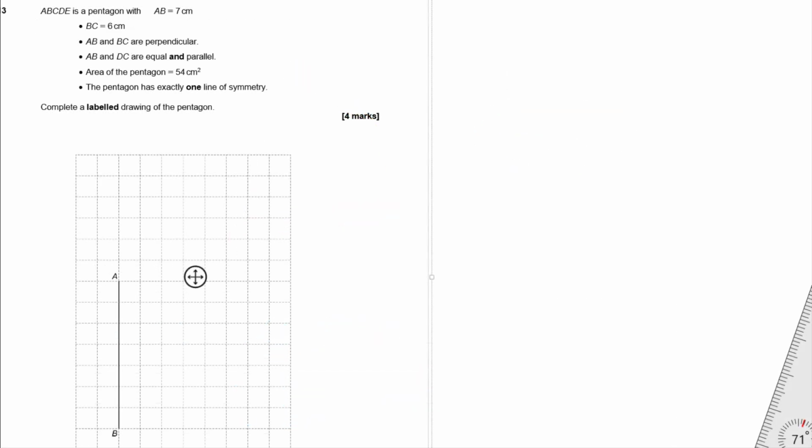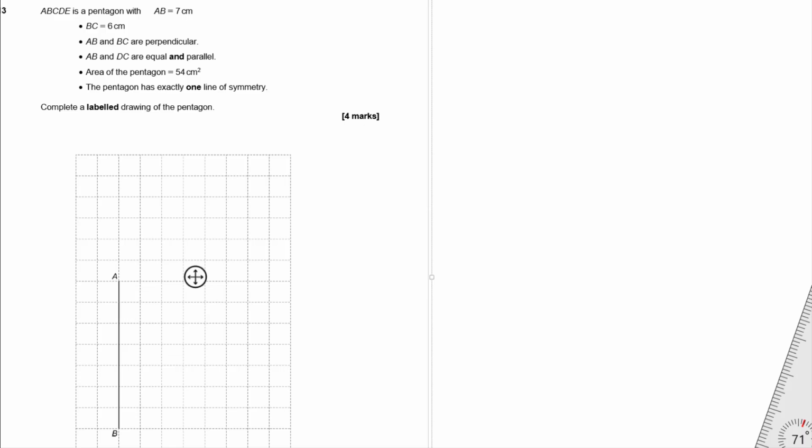Question 13. ABCDE is a pentagon with AB equal to 7. BC is 6. AB and BC are perpendicular. AB and DC are equal and parallel. The area of the pentagon equals 54 centimeters squared. The pentagon has exactly one line of symmetry.